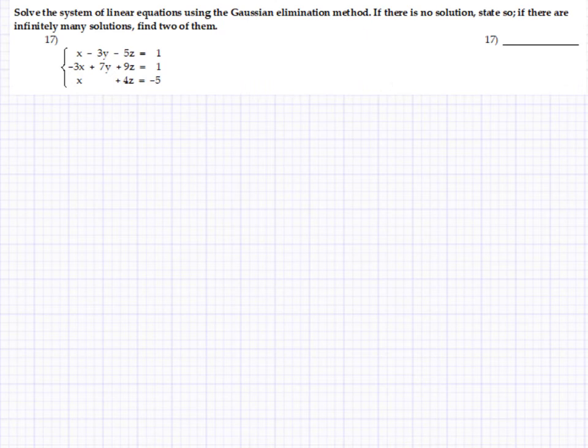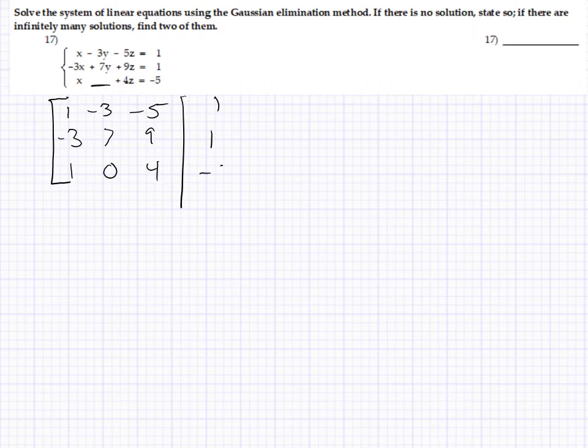So first thing we want to do is create an augmented matrix, and I think the neater you are with this, the more you write down, the better off you'll be. So we have 1, negative 3, negative 5, straight line, 1, negative 3, 7, 9, 1, 1, 0, because there's no y here, 4, negative 5. Right. So that's our original augmented matrix. Let's start working with it. So we want to get a 1 in this first register. We have it. Then we want this and this to be 0.